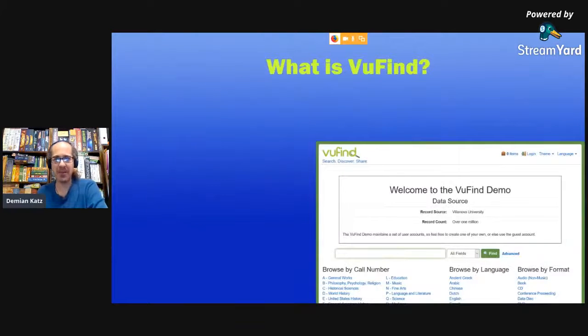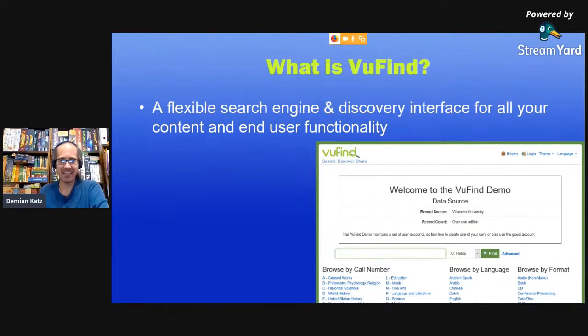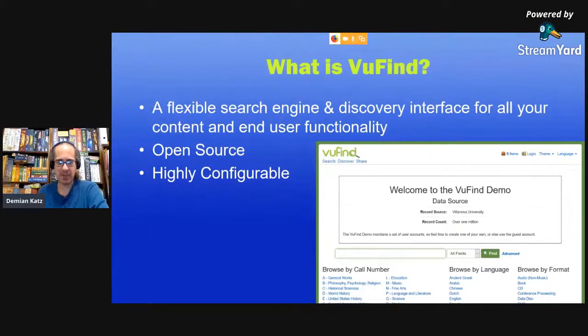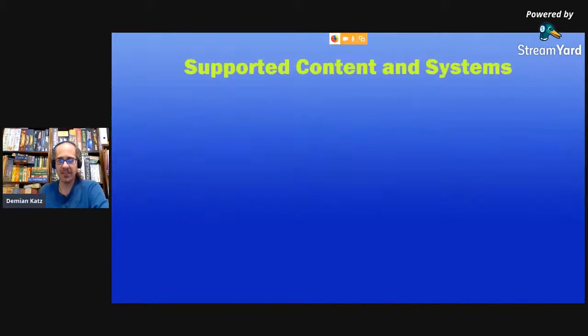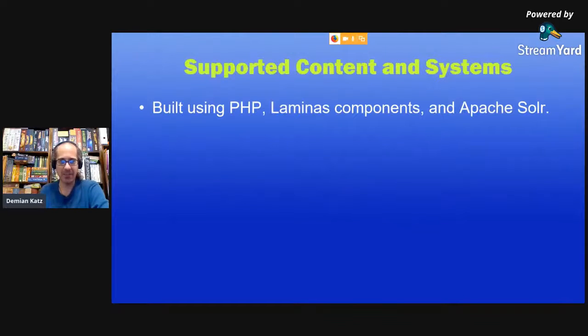So let's start by talking about what VuFind actually is. It is a flexible search engine and discovery interface for providing access to library content and user functionality. It is free and open source. It's designed to be very configurable so that you can change its behavior without having to change its code. But if you want to change its code, it's designed to be easy to customize and easy to extend. It's supported by a worldwide community of developers and users who all work together to improve upon it. This was really built to address a need in the library community to provide user interfaces that could compete with things like Google.